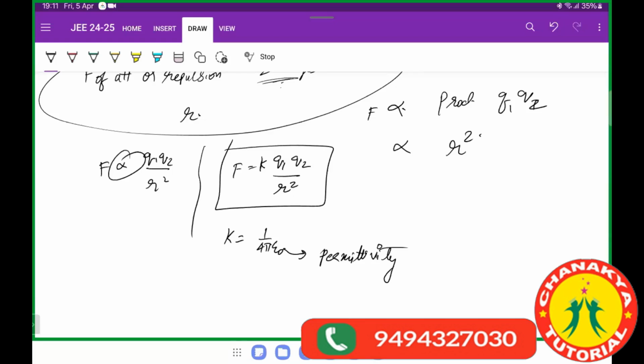So this is what we will relate this one with the 1 by 4 pi epsilon naught. Epsilon naught is permittivity. Have you heard this permittivity?